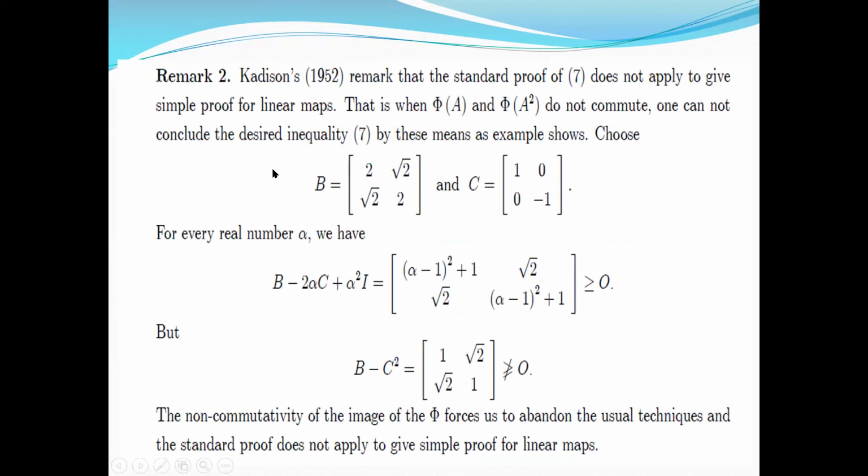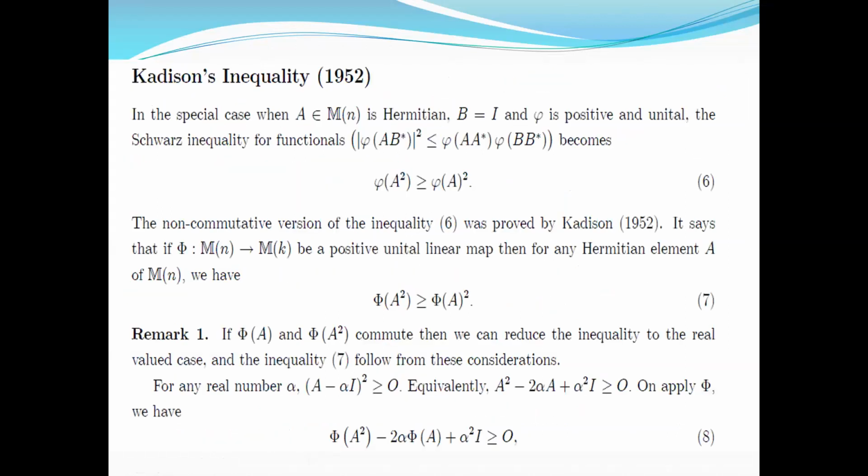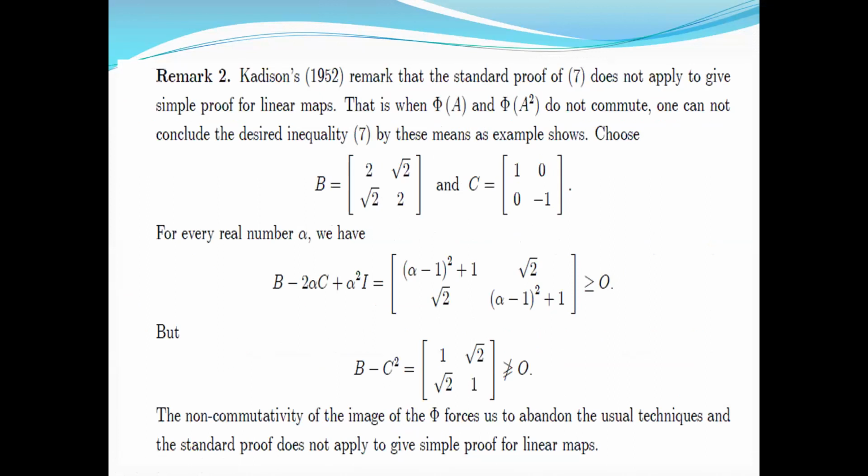Now, this is the remark given by Choi in his paper, that this standard proof does not apply to give a simple proof for linear maps. Now we assume that phi(A) and phi(A^2) do not commute. So then what will happen? He has given this example. Take B as this matrix and C as this matrix. Then for every real number alpha, B minus 2 alpha C plus alpha^2 I comes out to be this matrix. This is positive semi-definite.